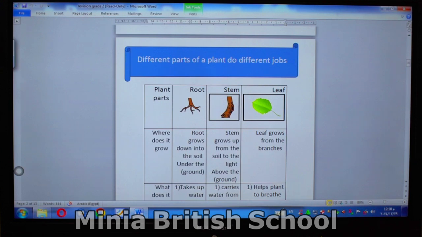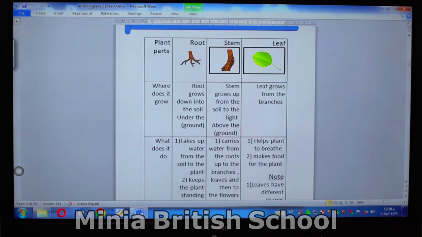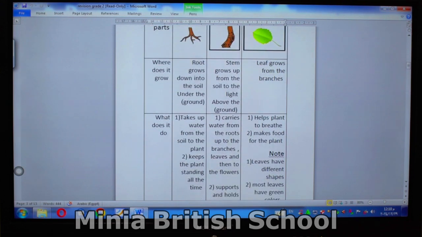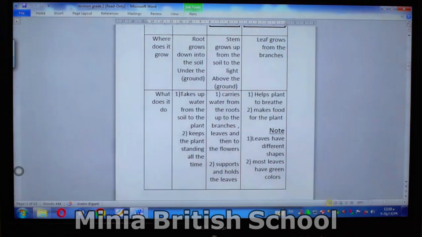Okay. Now we are going to talk about functions or jobs. What does root do? Root takes up water from the soil to the plant. Keeps the plant standing all the time. Okay. What does stem do? Stem carries water from roots up to branches, leaves, and then to the flowers. Stem also supports and holds the leaves.